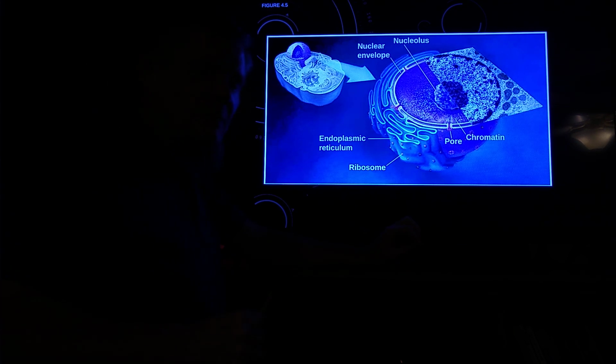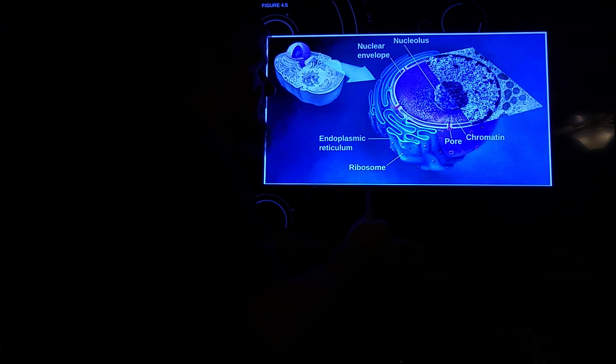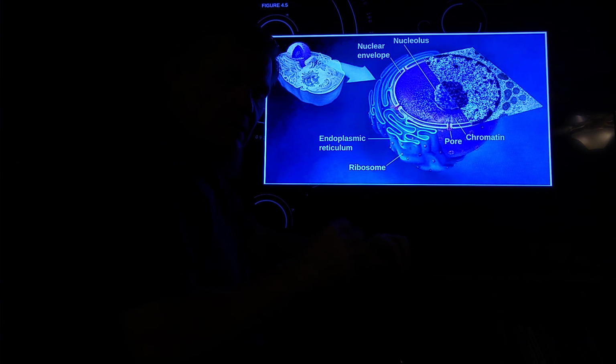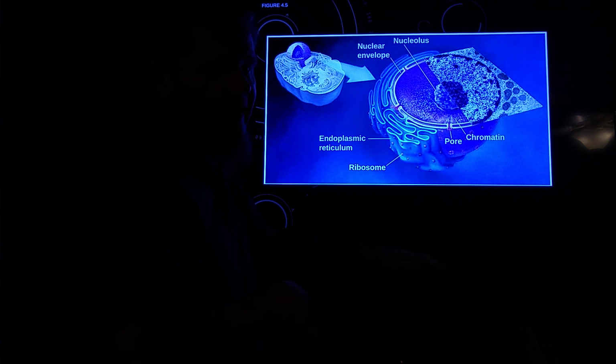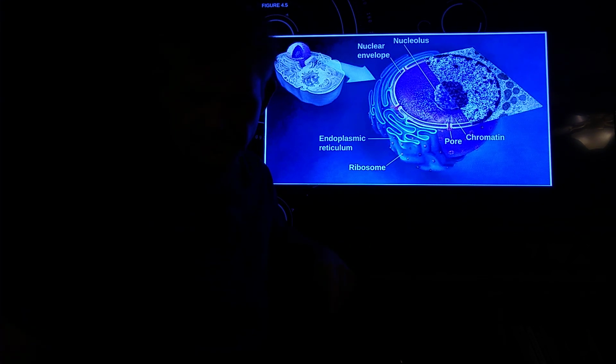One last thing I want to talk about before we go on, and that is why the rough ER is called rough. Do you see how it's got ribosomes stuck to it? Kind of looks like it's studded, it's pimpled with ribosomes. That's why it's called rough, as though it would be rough to the touch. Obviously, it's not rough to the touch because you can't touch ER, too small. But that's why it's called rough ER, because it's got little ribosomes stuck all over it.